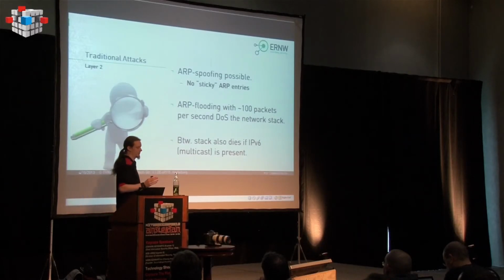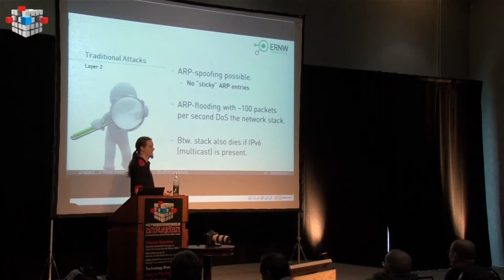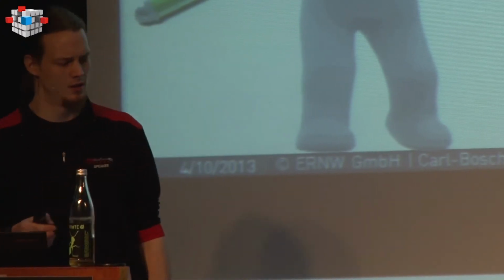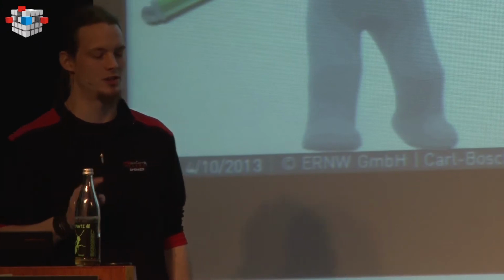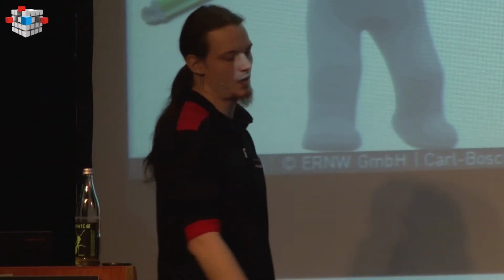Some funny thing we figured out: if you put this camera in a network which is IPv6 enabled, the network stack immediately dies. I guess this is because it probably can't handle all the multicast traffic, but I'm not quite sure. But I just figured out, okay, the camera is not working, so you better disable IPv6. So there's nothing fancy here, nothing new.